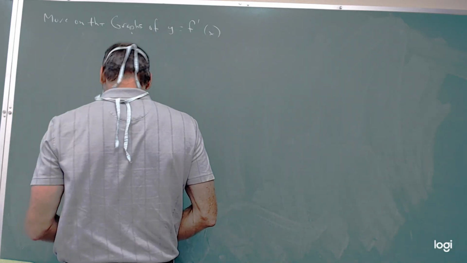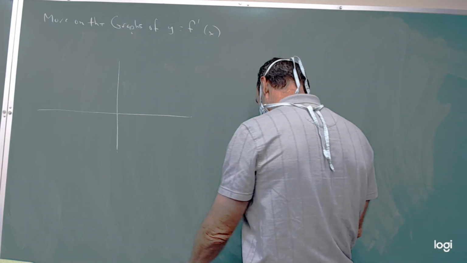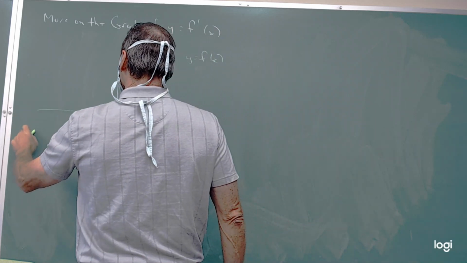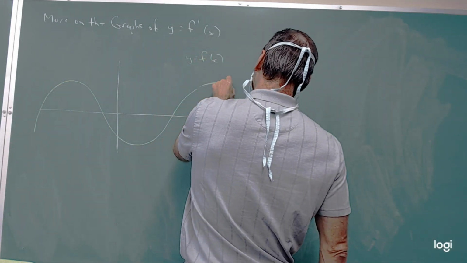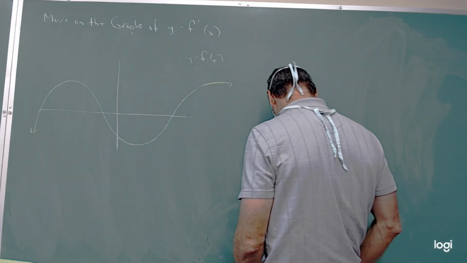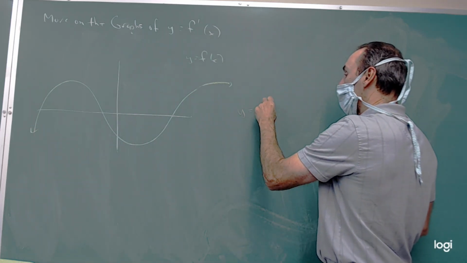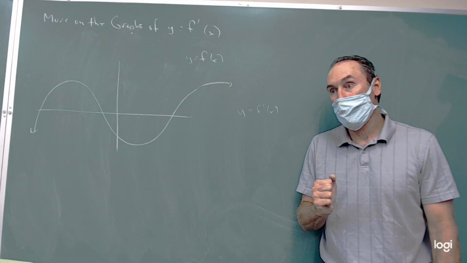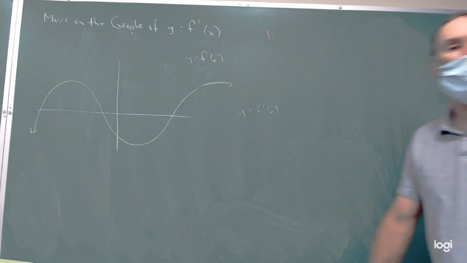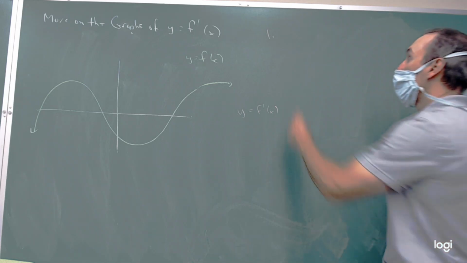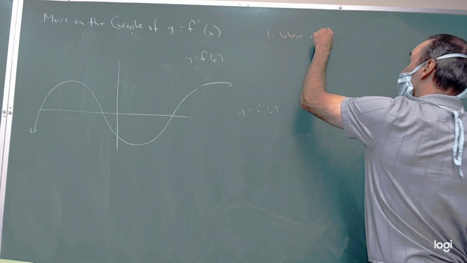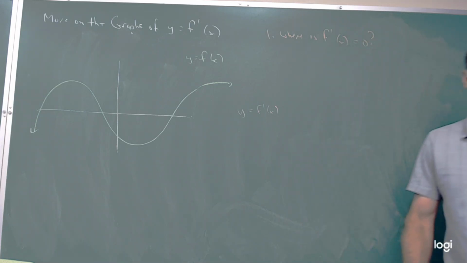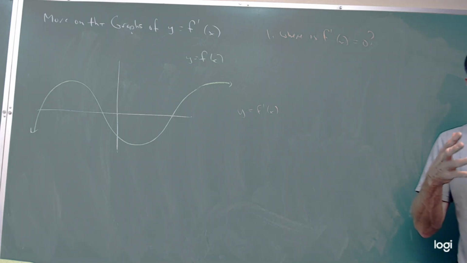So I'm going to put an x, y axis here, and I'm going to graph f of x in this green, and suppose we do something like that. So here is our graph of y equals f of x, and we are going to look for important identifiers in f prime. So first, what we want to look for is where could f prime be zero? So where is f prime equal to zero?